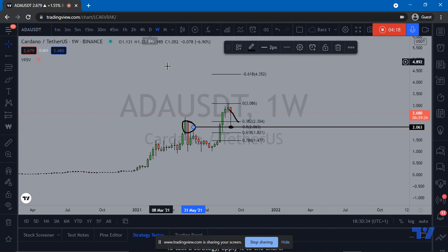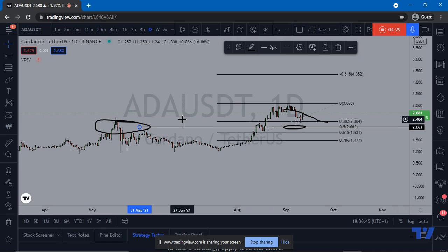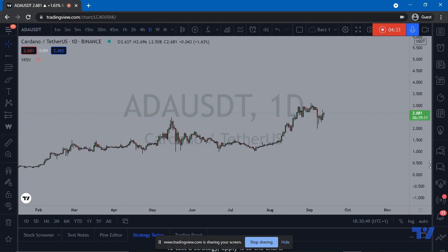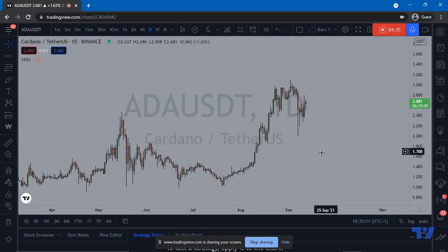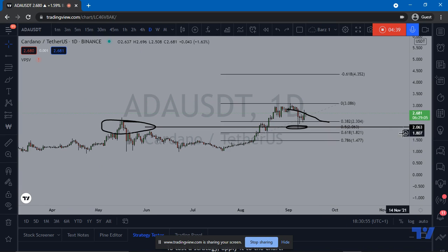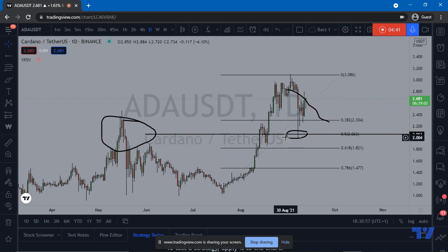So back to our analysis, we know that on the weekly time frame, we have a rejection of our 0.5. Now, let's head over to the daily time frame and let's see what price action we've got. So let's clear this weekly analysis. And looking on the daily time frame, I think we have to bring it back. All right, so looking on the daily time frame, what can we see?